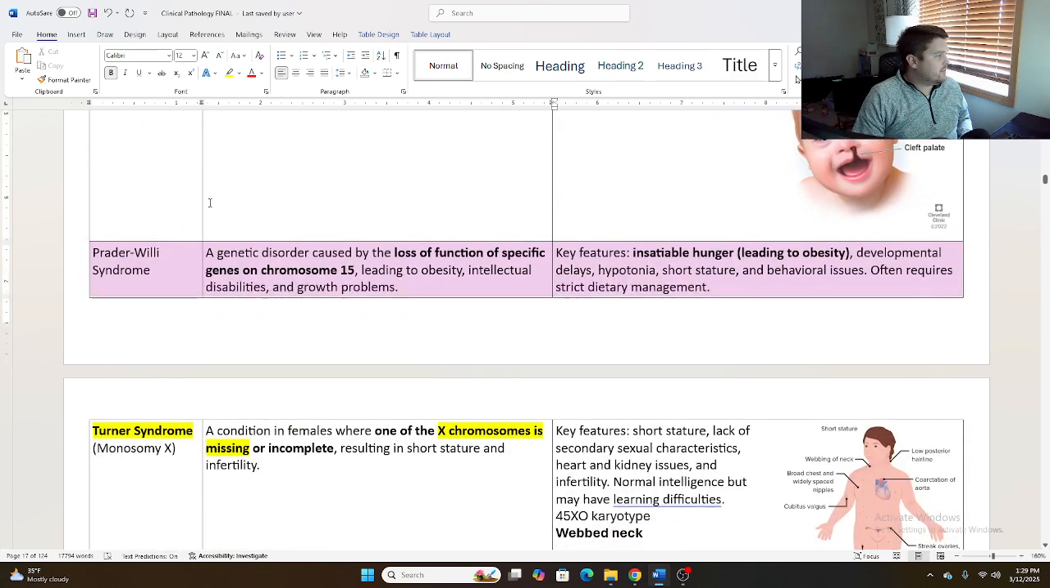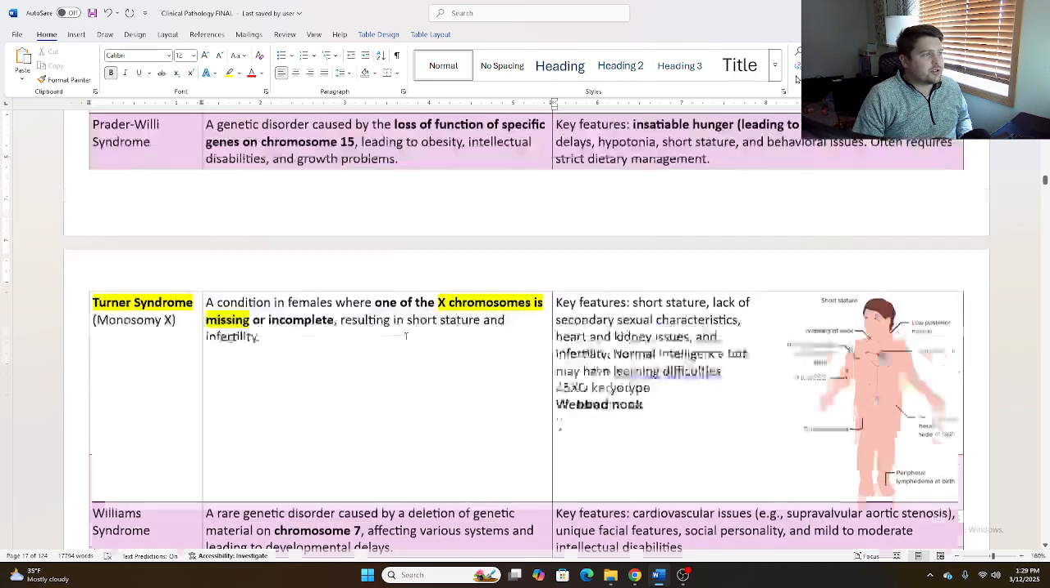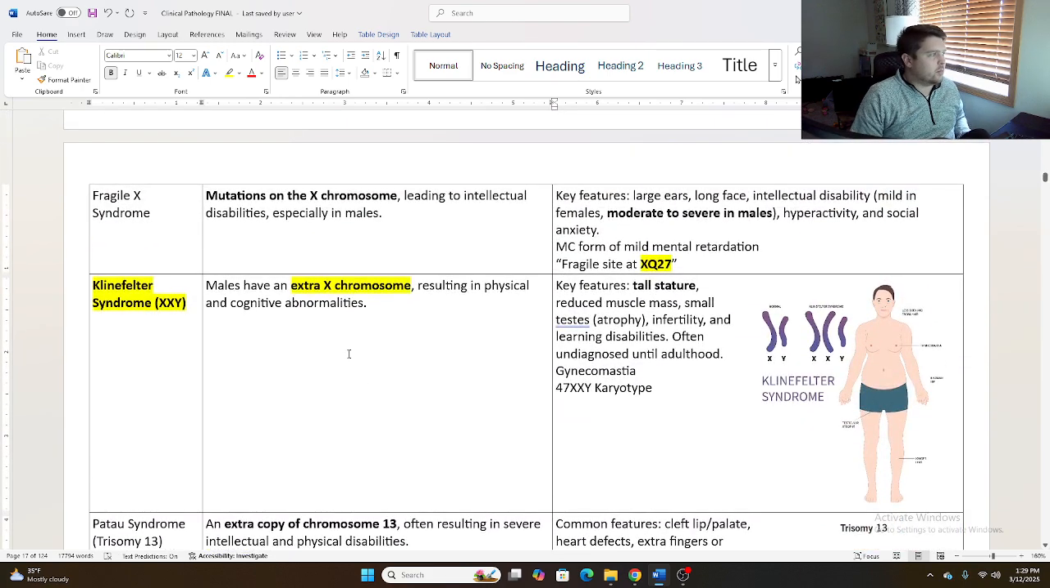Klinefelter syndrome, as well as Turner syndrome, are two that are quite often asked about on boards. This is where males have an extra X chromosome. So this is the karyotype XXY. So they have two X chromosomes and a Y chromosome. They are technically classified as male, but they have female characteristics, often being reduced muscle mass, infertility issues. Gynecomastia is the big one, the development of breast tissue, and that's that 47XXY karyotype.